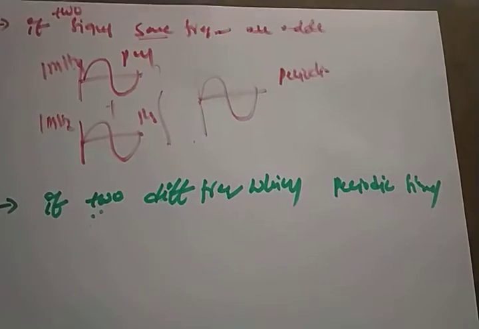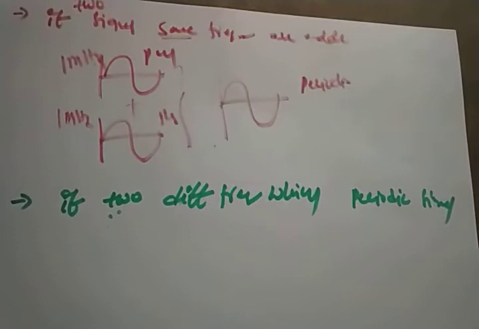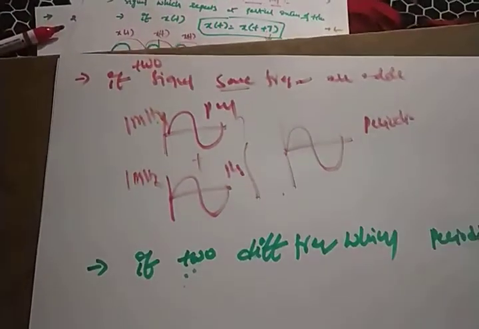In the next session, we will discuss the conditions. If it is a continuous signal, what are the conditions to check whether the signal is periodic, and if it is periodic, what is the time period? And for a discrete time signal, whether the signal is periodic and what the time period is, all these things we'll discuss in the next session.